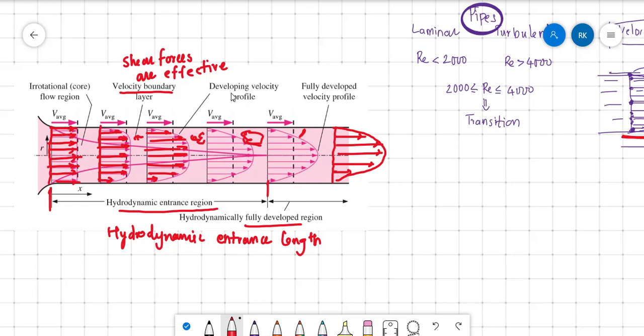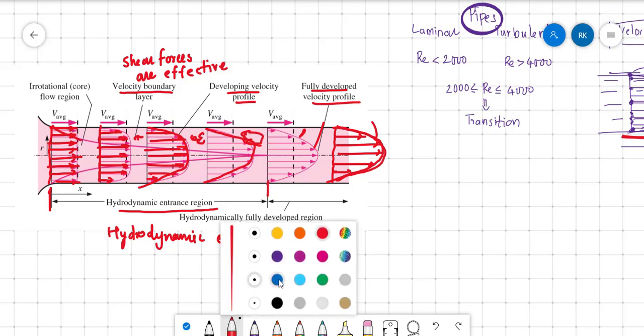So what is the developing velocity profile? This is the actual velocity profile, the fully developed flow's velocity profile. But these are all developing velocity profiles. So this is the fully developed velocity profile. This one is fully developed. This one is fully developed. And there is a region.